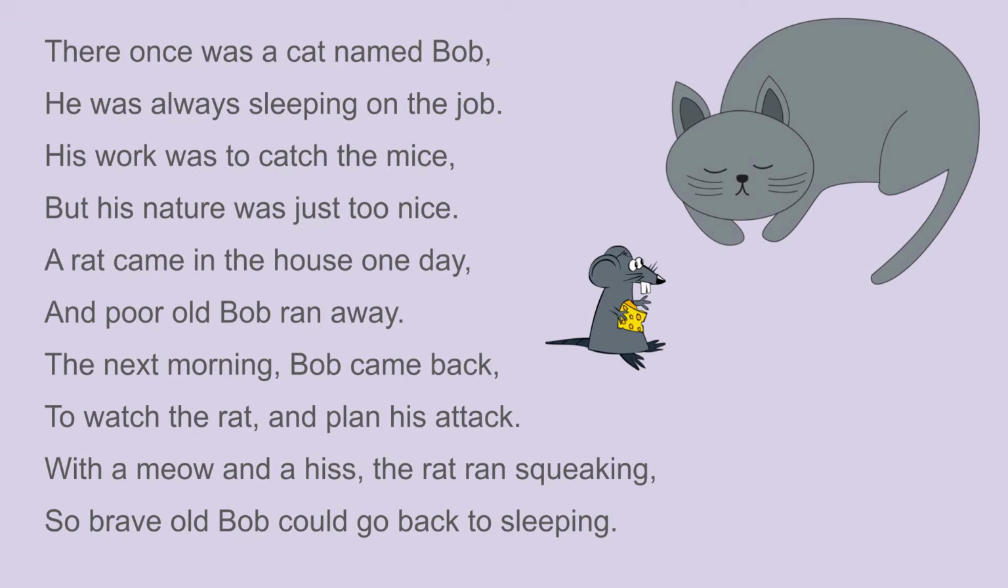There once was a cat named Bob. He was always sleeping on the job. His work was to catch the mice, but his nature was just too nice. A rat came in their house one day, and poor old Bob ran away. The next morning, Bob came back to watch the rat and plan his attack. With a meow and a hiss, the rat ran squeaking, so brave old Bob could go back to sleeping.